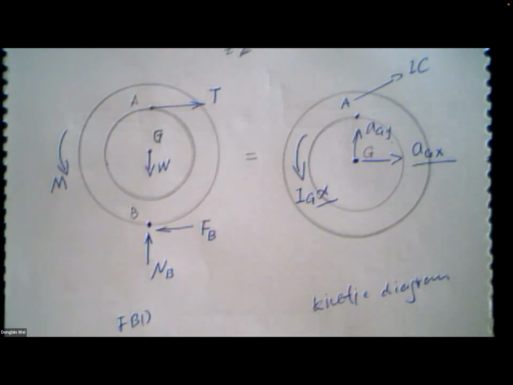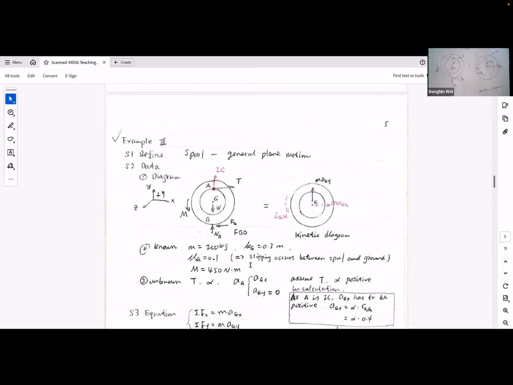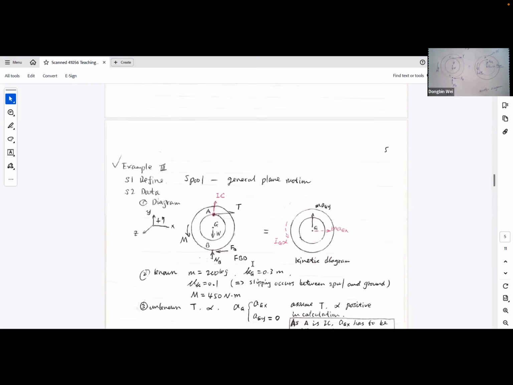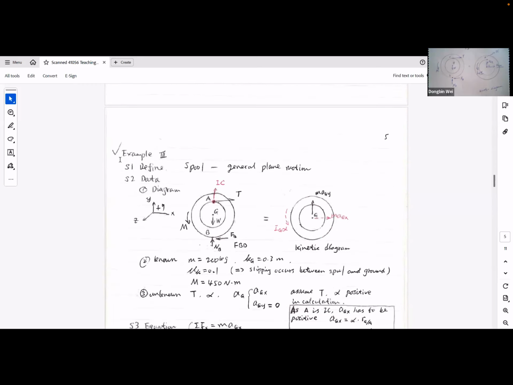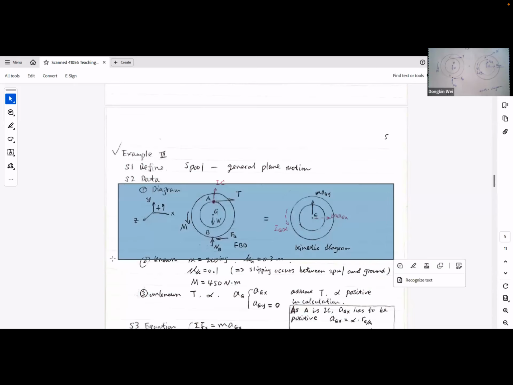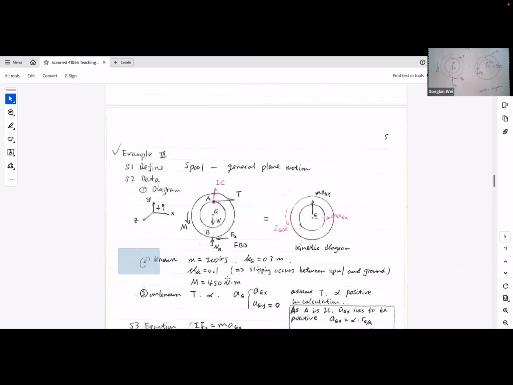Okay, now a solution. Here we have already defined this problem, and we have drawn the diagram, and we already know the mass of this screw, kg, and we know mu k, and we know the couple moment M.